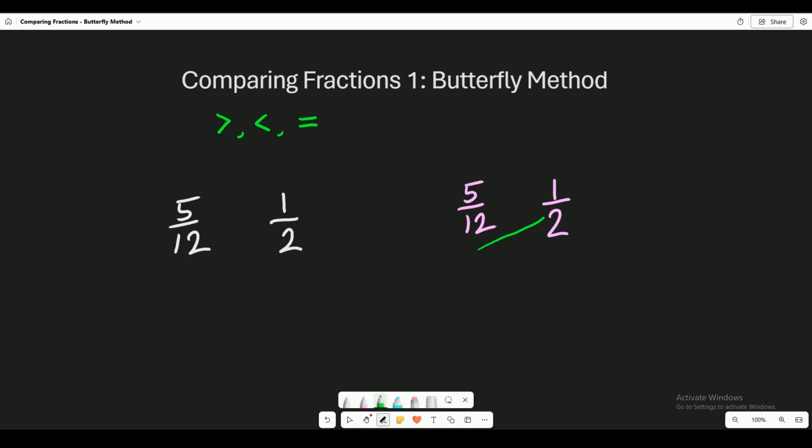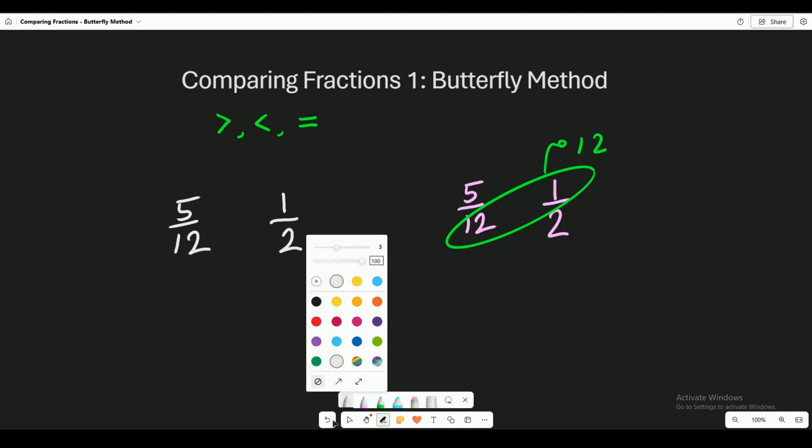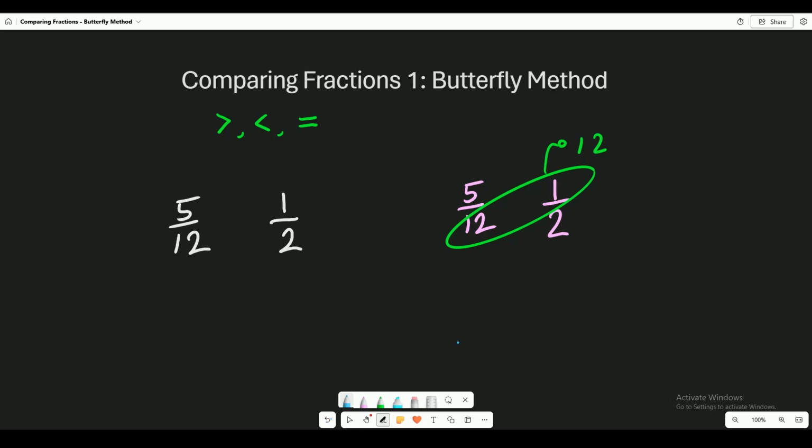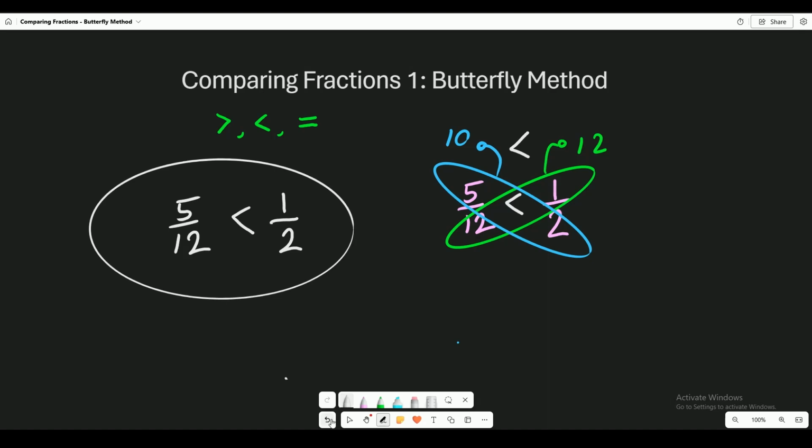Butterfly method. 12 times 1 is 12. There's my first antenna. And my second one is right here. 2 times 5 right there. Oh boy, what happened there? 2 times 5, that's equal to 10. And here we conclude that 10 is less than 12, which means that 5/12 is less than 1/2. Just like that. And this is our answer. 5/12 is less than 1/2.